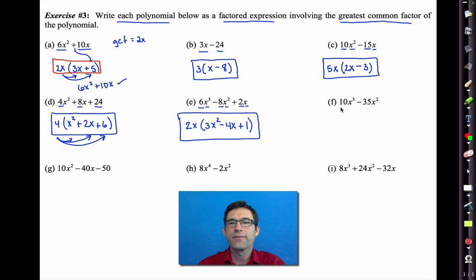Take a look at letter F. 10 and 35. Biggest integer that goes into both is 5. X cubed and x squared. Oh, I can get an x squared out of that, right? What do I have to multiply 5 by to get 10? That's 2. What do I have to multiply x squared by to get x cubed? That's x to the first, minus 5 times what gives me 35, 7, and the x squared is already there.